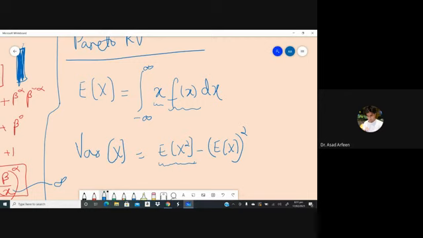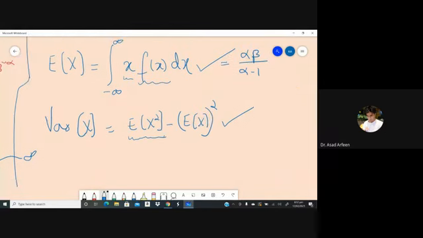This derivation looks a bit easy, but it's long. So what I want you to do, just very simple, just do this and find out the formula. And for your convenience, I can tell you the answer for the mean value should come out to be alpha beta over alpha minus 1.